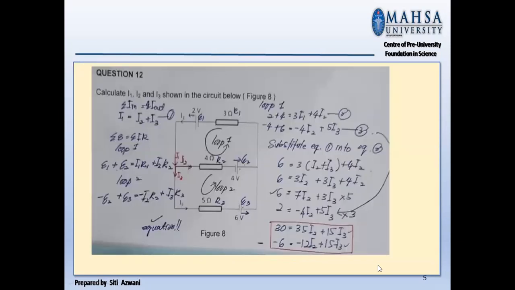So next, another question. Let's go to question 12. Here, calculate I1, I2, I3. You want to calculate the values of I1, I2, and I3. Refer to your circuit here. You have a direction of the current at the junction, which means you need to follow it.